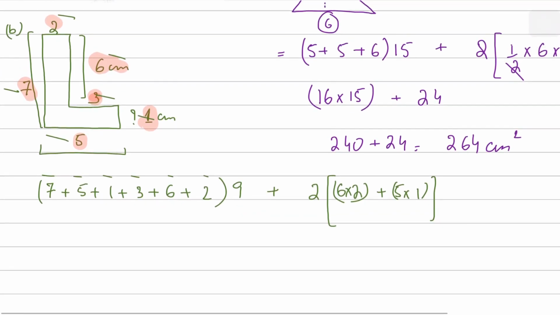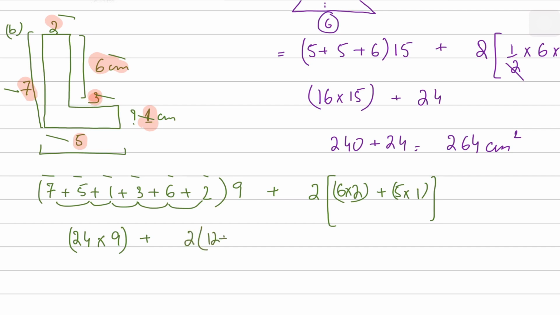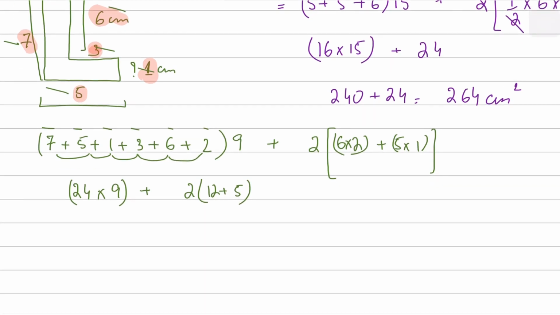Okay, so let's now try and work this out. 7 plus 5 is 12. 12 plus 1 is 13. 13 plus 3 is 16. 16 plus 6 is going to be 22. 22 plus 2 is going to be 24. We're going to multiply this by 9 in the next step. Let's work this out. 6 times 2 is 12. 5 times 1 is 5. Okay, so 24 times 10 is 240. So let's take 24 away from that. So that's going to give us 216. Is that correct? Yeah.